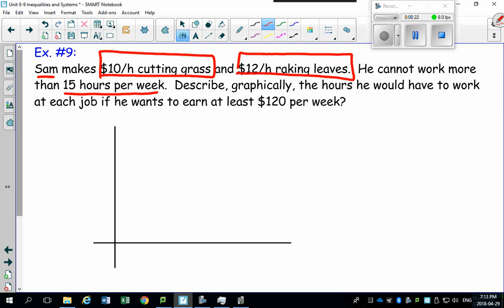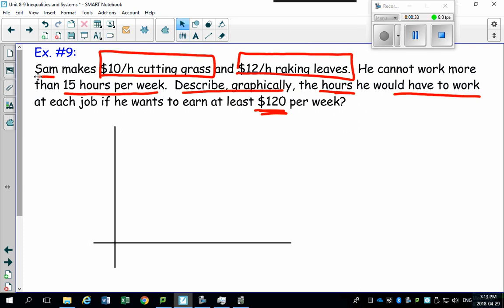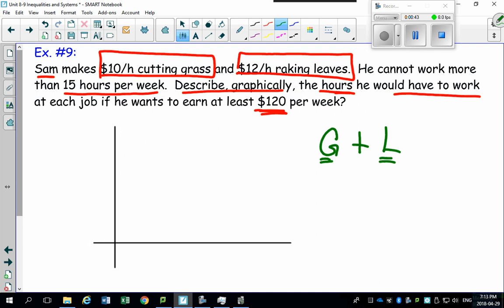Okay, so it says here, describe graphically the number of hours he would have to work each job if he wants to earn at least $120. Oh my goodness, where do you start? Well, let's start with the fact that he's cutting grass, we'll call that G, and raking leaves, we'll call that L. The number of hours cutting grass and the number of hours raking leaves together cannot be greater than 15 hours. So he can work up to 15 hours or less. So you can work anywhere from 0 to 15. His parents are cool with that.